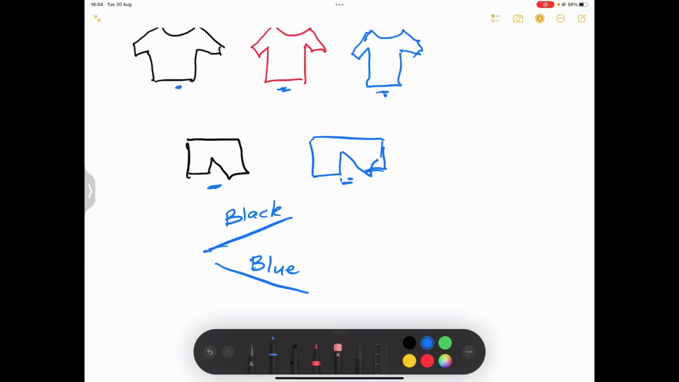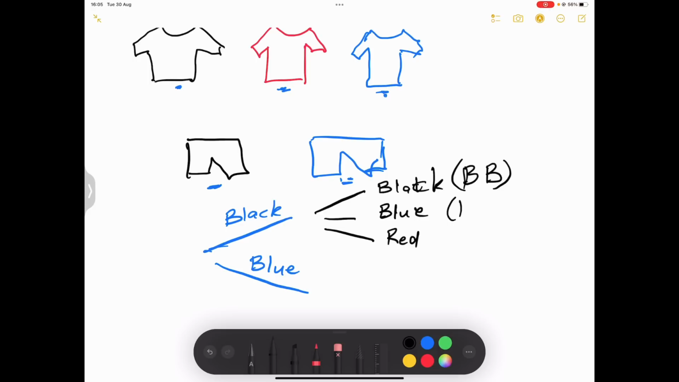You can wear the black pants with the black t-shirt, and you can wear the black with the blue, and you can wear the black with the red. Let's call the first possibility black and black. Let's call this black and blue. If you don't mind, I'm just going to say B dash for blue. And I have black and red, so that's B and R.